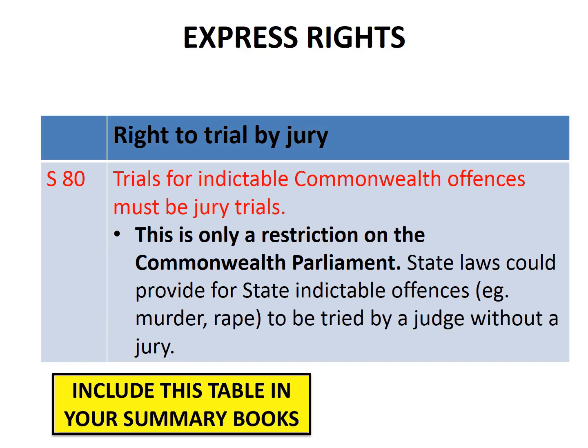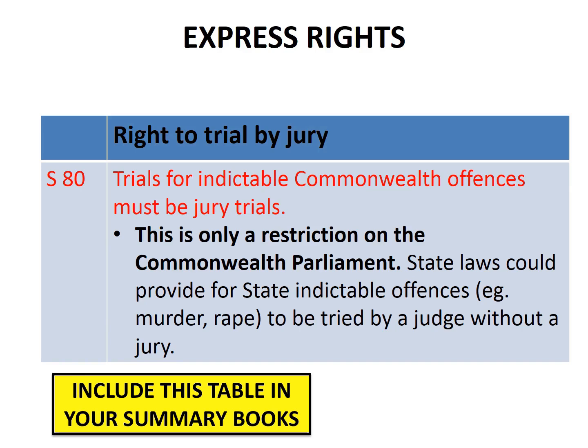Now again, look at the way this is framed. It doesn't actually confer on individuals the right to a trial by jury, but Section 80 tells the Commonwealth Parliament that it can't pass legislation under which an indictable Commonwealth offence is tried by a judge alone. There must always be a jury. As with Section 116, this is only a restriction on the Commonwealth Parliament.